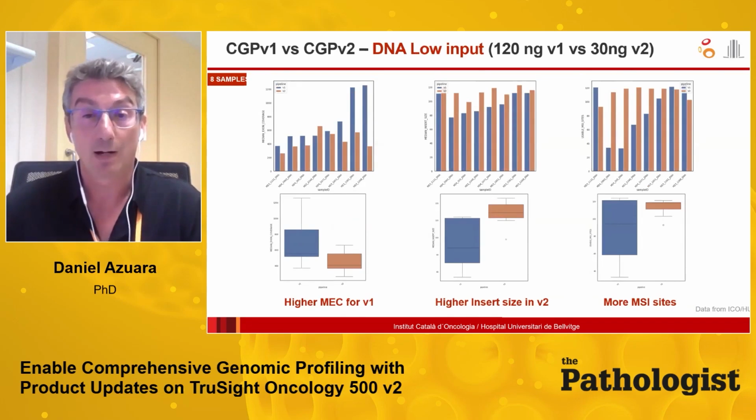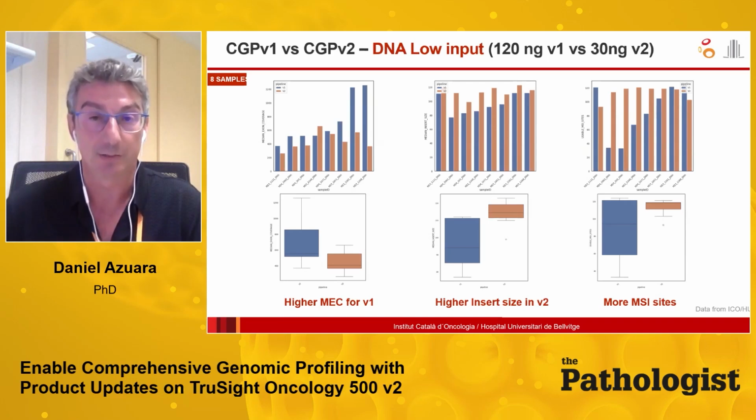When comparing 120 nanograms in version 1 versus 30 nanograms in version 2, we observe higher median exon coverage in version 1. However, there was a higher insert size and more MSI sites in version 2 as well. Consistent insert size indicates good library preparation.